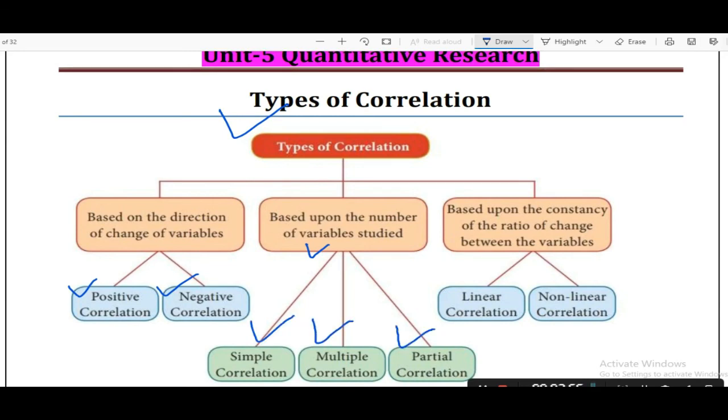And based on the consistency of the ratio of change between the variables, when we check the consistency of their change, that is called linear and non-linear correlation. So let's understand one by one.